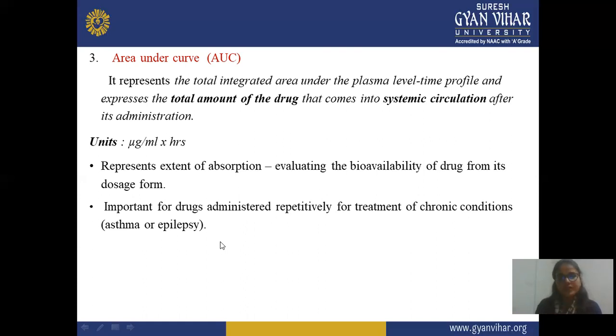And next, it is important for drug administration repetitively for the treatment of chronic conditions like asthma and epilepsy. This area under the curve also gives information regarding a drug administered repetitively, or used in multiple doses, multiple times for a chronic condition. Examples are asthma and epilepsy. In both types of disease, you use multiple doses or administer repetitively, whenever the condition is observed, or when you are suffering from severe asthma or epilepsy again and again. So this is for repetitive use of the drug, and this is the use of the AUC curve.